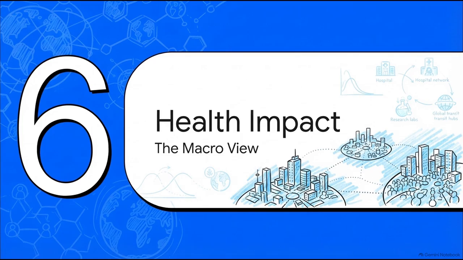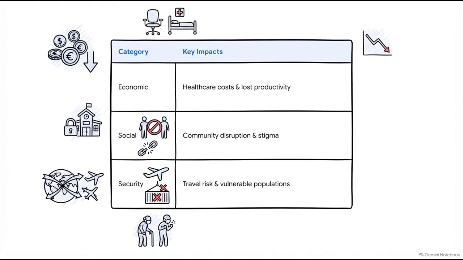Zooming out a bit for Section 6, Impact on Public Health, the macro view. Mastering these defenses isn't just about an individual getting a cold, it is about safeguarding our entire global structure. When we fail to break the chain, the collateral damage is massive. Economically, infectious diseases drain incredible amounts of healthcare resources and tank workforce productivity due to people calling out sick. Socially, outbreaks cause huge community disruptions, like shutting down schools, and they often generate intense stigma against whoever is infected.